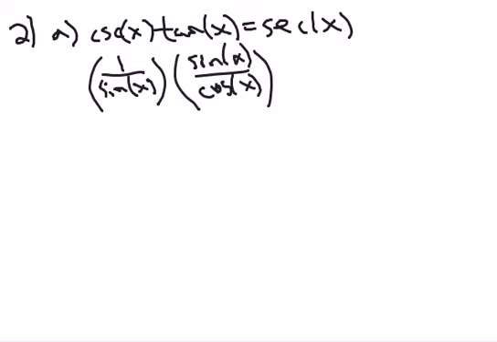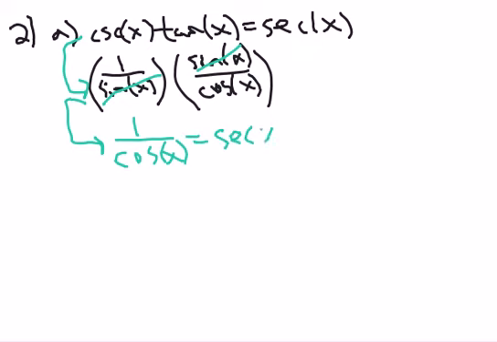So I'm going to write tangent in terms of sine and cosine. And when you do that, you see this nice cancellation happen with the sine. So I'm left with 1 over cosine, right? Well, that's exactly the definition of secant of x, which is what I wanted to show. So that one I'm done already. So we're going to keep moving and move on to letter B.